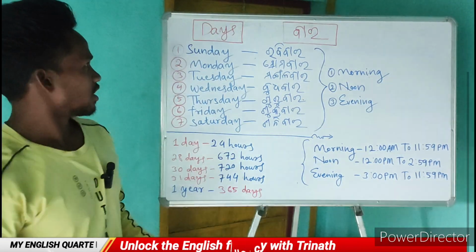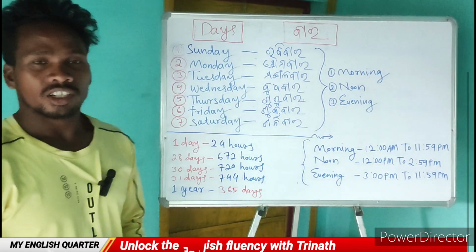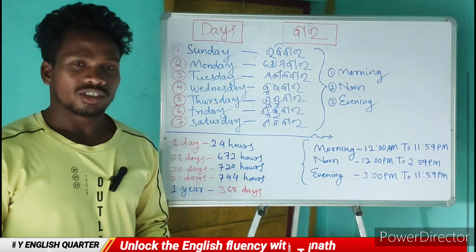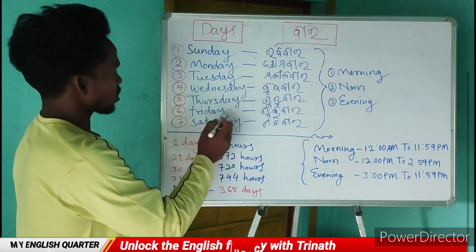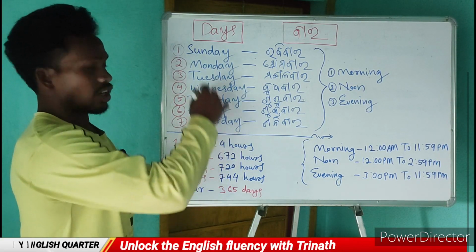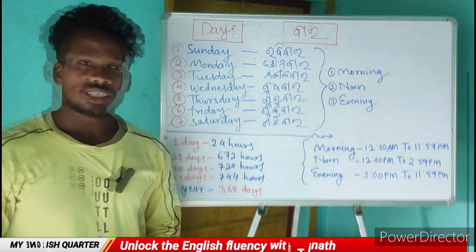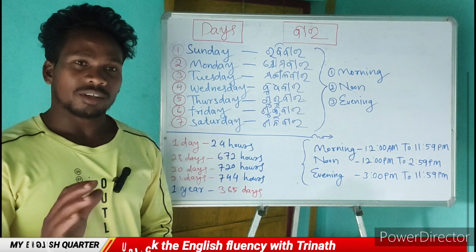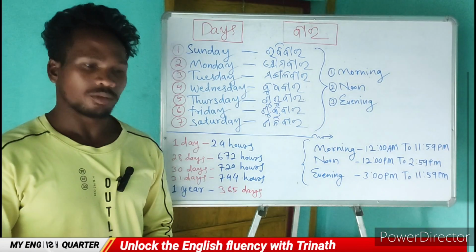Okay, dear friends, here Sunday. What is Sunday? Sunday is a day. Sunday is the name of a day. Okay, Monday, Tuesday, Wednesday, Thursday, Friday, and Saturday, these are all known as days. Do you know how many days are there in a week? There are 7 days in a week.